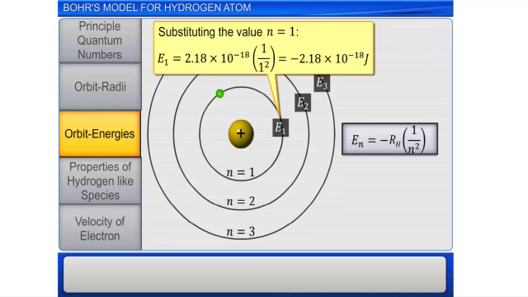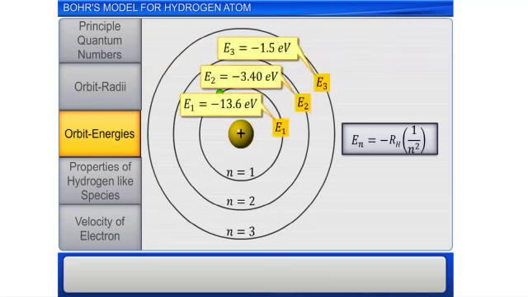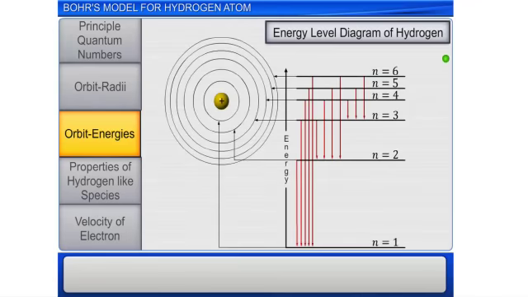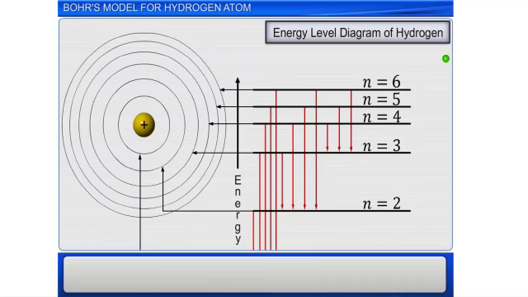The energies of excited states can be measured in the same way and represented in the form of an energy level diagram. Note that the energy of the stationary state, n equal to infinity, is 0. At this energy level, the electron is completely free from the influence of the nucleus. In other words, the hydrogen atom is said to be ionized.